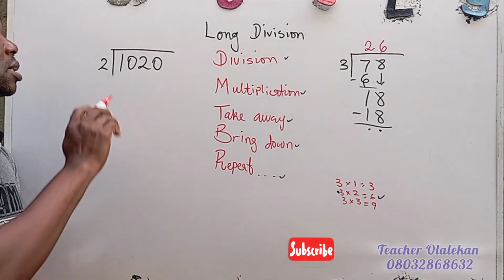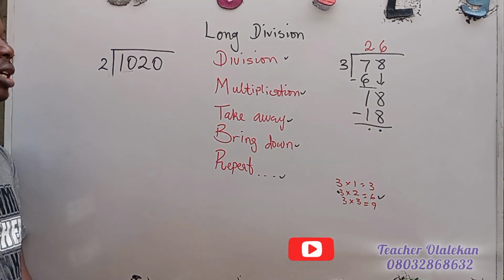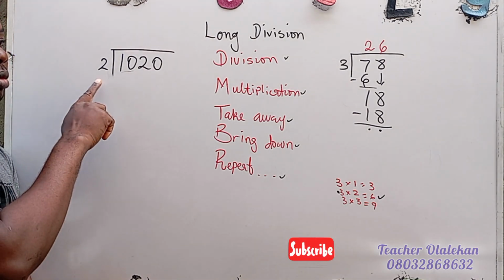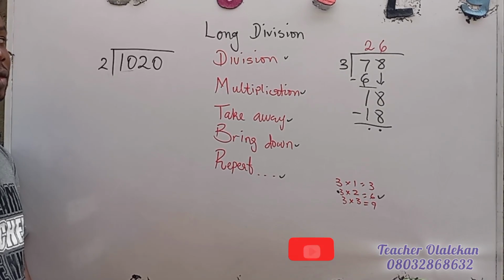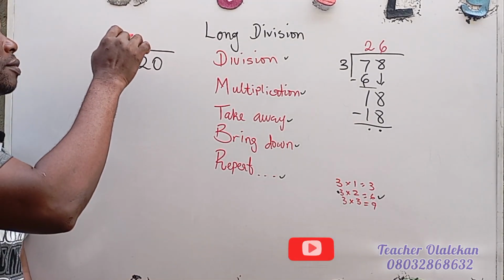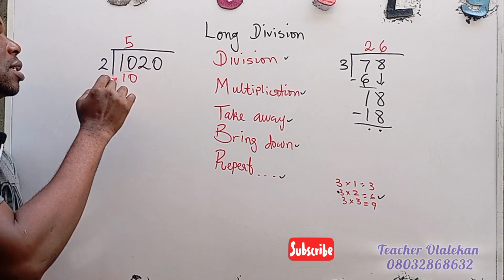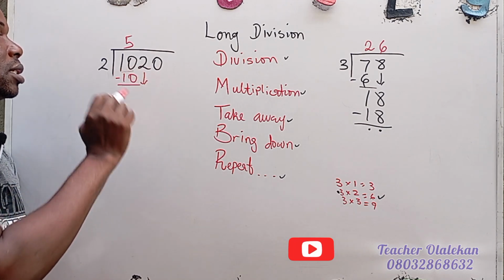So now let's start. 2 in 10. We can't say 2 in 102 because the highest value in the 2 multiplication table is 24. So 2 in 10, that is 5. 2 times 5, that's 10. Then we take away, that gives us 0. Then we'll bring down this 2.